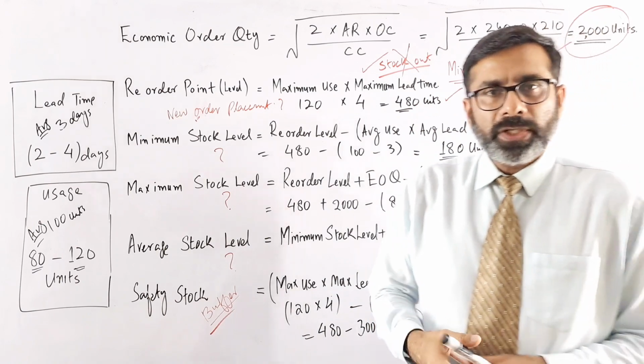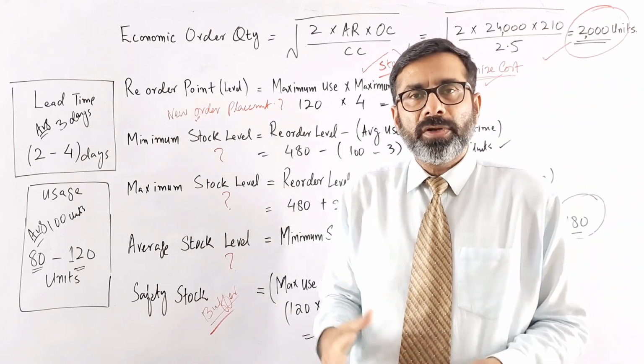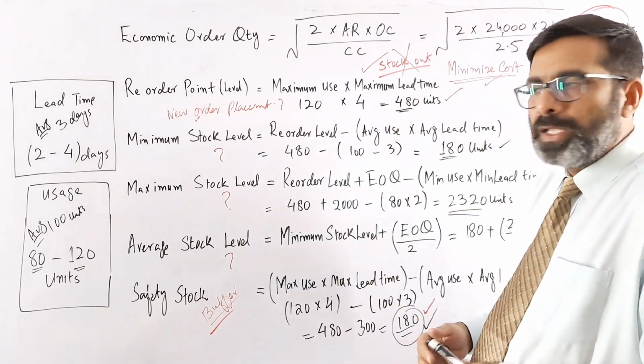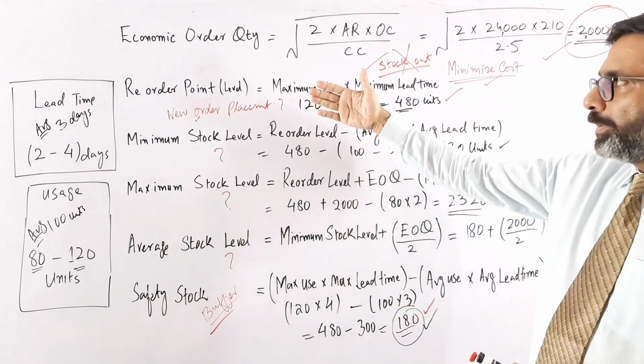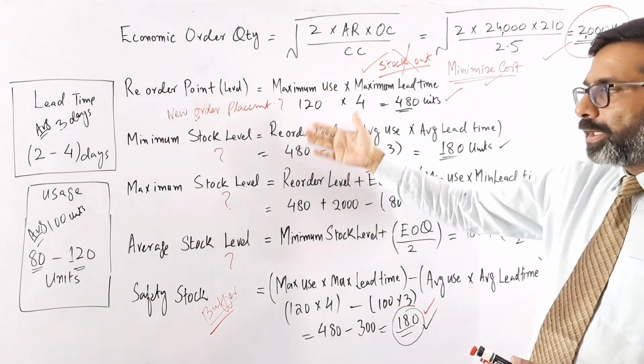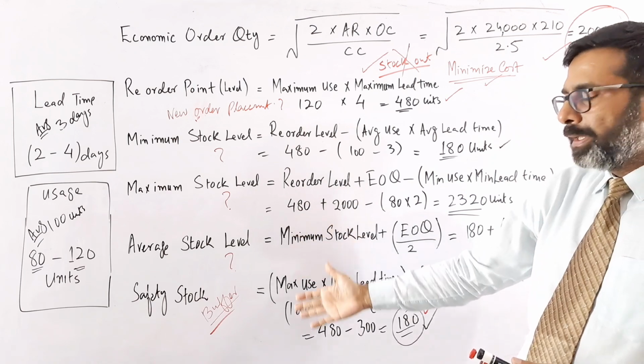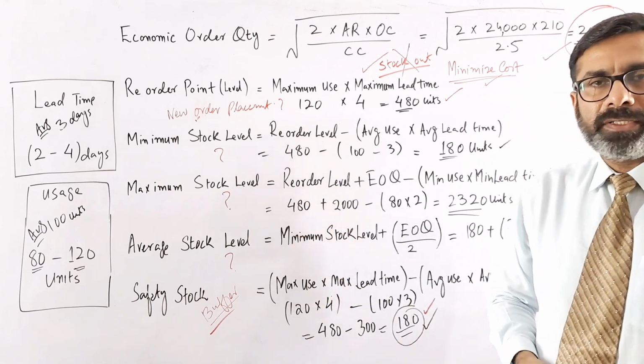I hope you have understood the concept, but still if you have any doubt or any question, you can ask me in the comment section. So this is how the reorder point, the minimum order, maximum order, the stock level, and the safety stock are calculated.